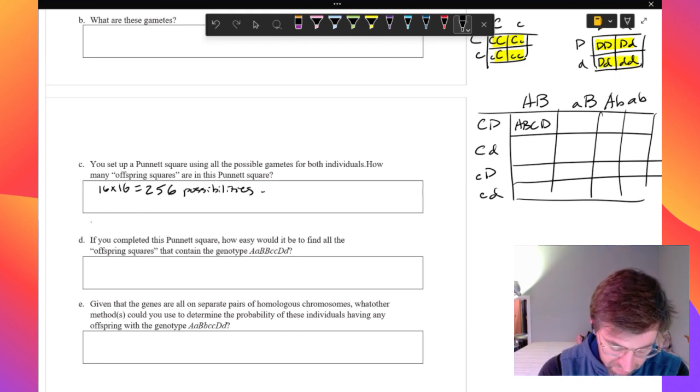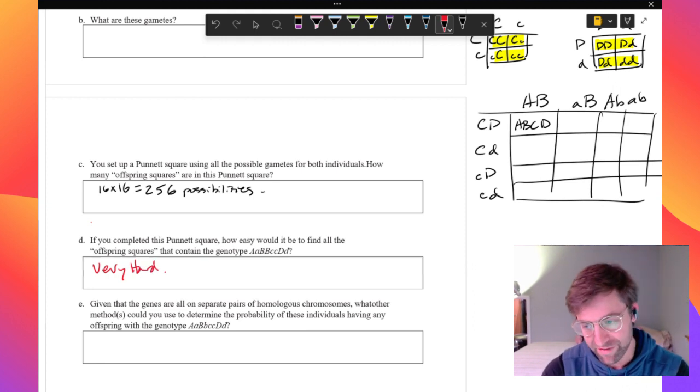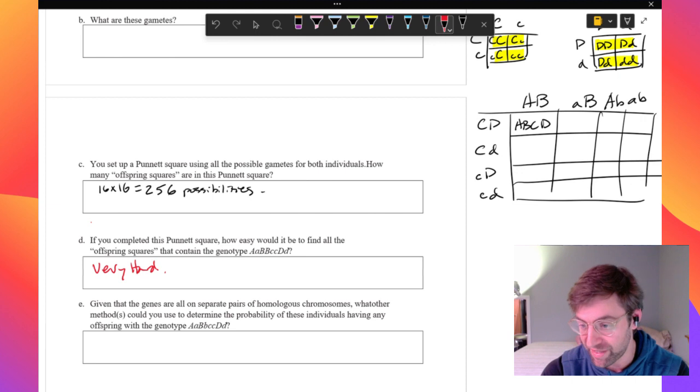Right. If you completed this Punnett square, how easy would it be to find all of the offspring squares that contain the genotype big A, big B, little c, big D, little d? The answer is it would be very hard, and it would be very easy to make a mistake. So we're not going to do it that way. We don't recommend that. You certainly can. However, I can't recommend it because it would be very tedious and you are very likely to make a mistake.